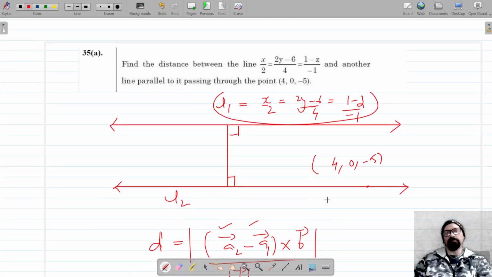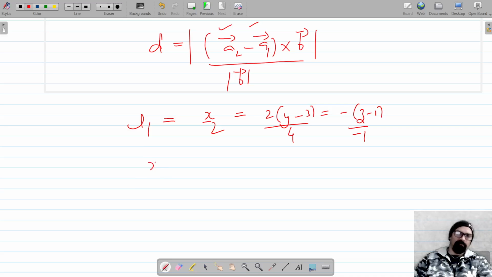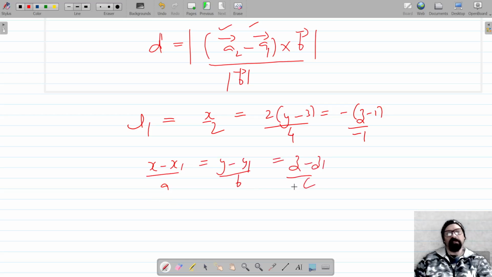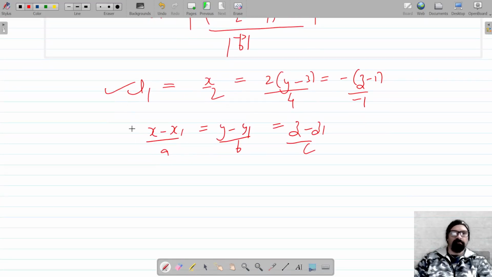2 is equal to, let's take negative out, so this is z minus 1 by negative 1. So we will try to get this line in the standard form: x minus x1 by a is equal to y minus y1 by b is equal to z minus z1 by c, where a, b, and c are the direction ratios. If we compare this line with the equation of the line in Cartesian form, this L1 becomes, so this is the equation of the line.